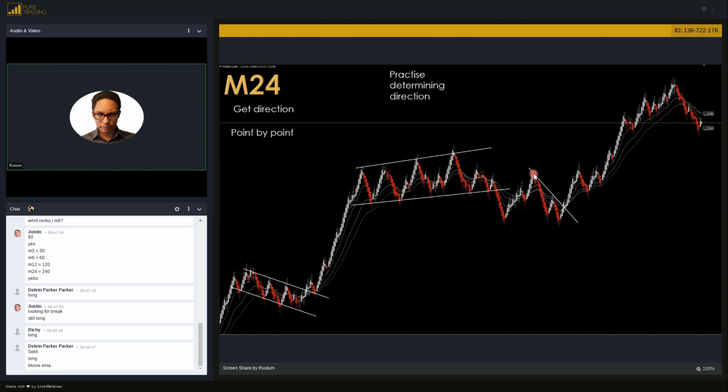This is structure as well. So this is a downward flag. This is upward flag. This here is just a correction. So we are looking for breaks of all of these little patterns.